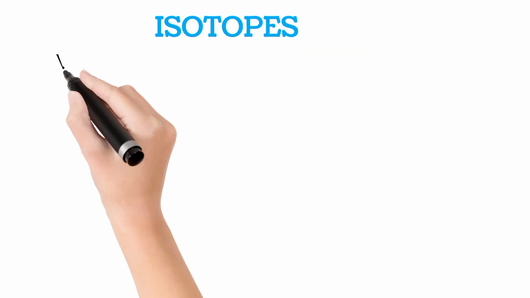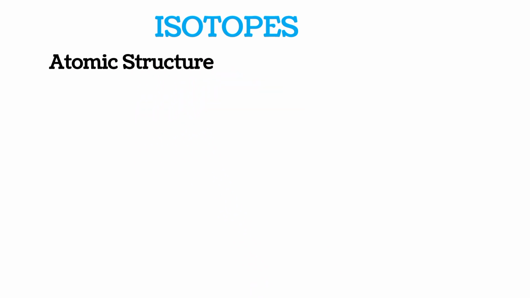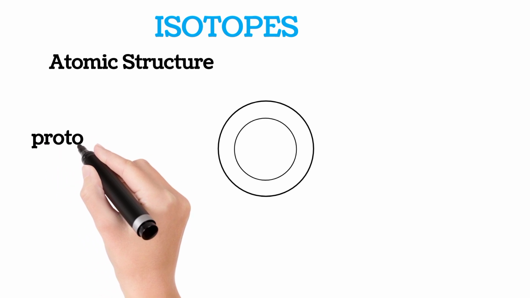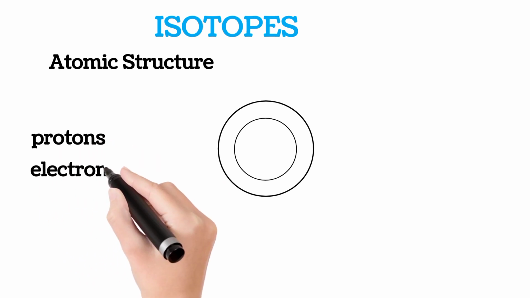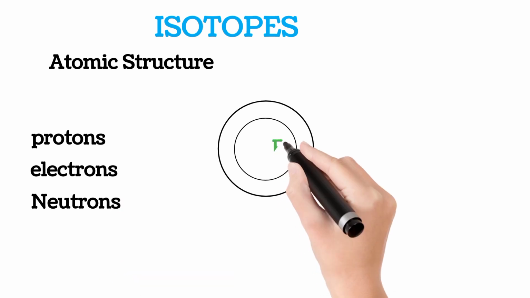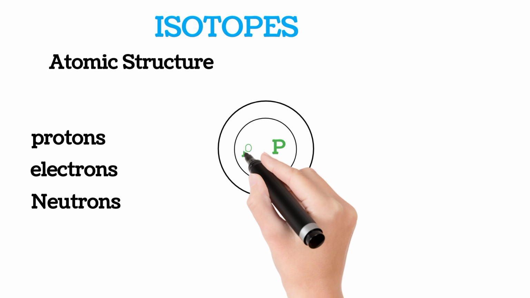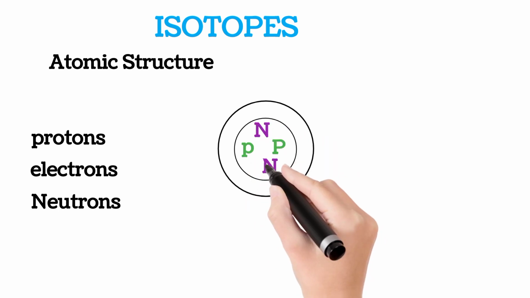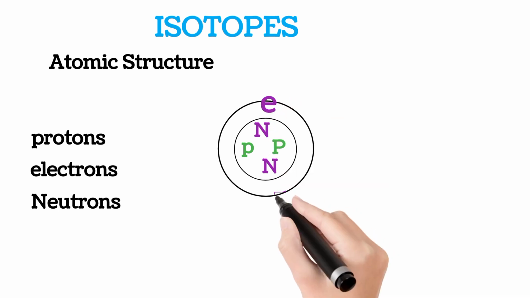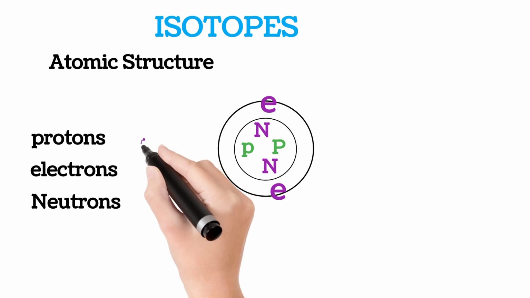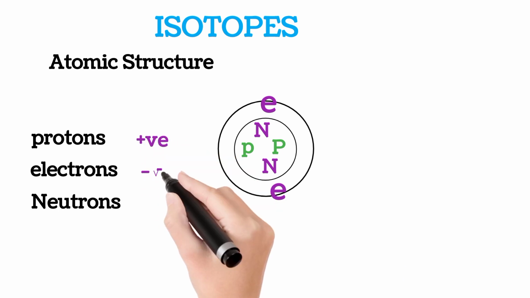In today's lesson, we'll be looking at isotopes. But before we continue, let's look at the concept of atomic structure. The atom is made up of three subparticles: the protons, the electrons, and the neutrons. The protons and the neutrons are located in the nucleus, while the electrons revolve around in circular orbits, or you call them shells or energy level.